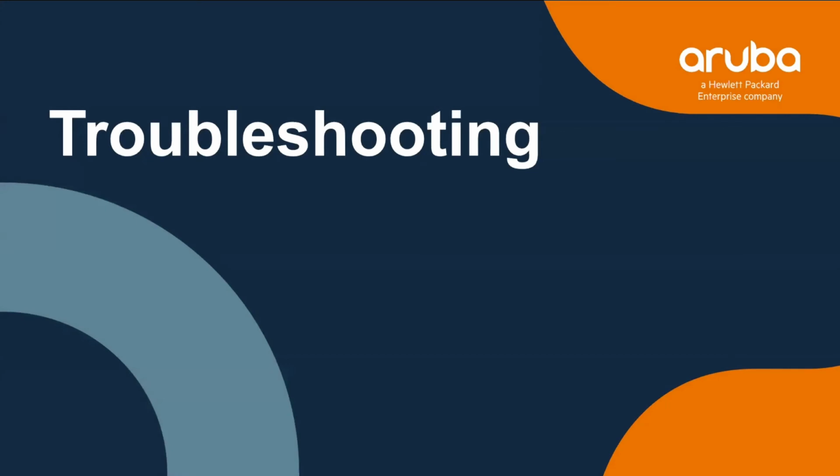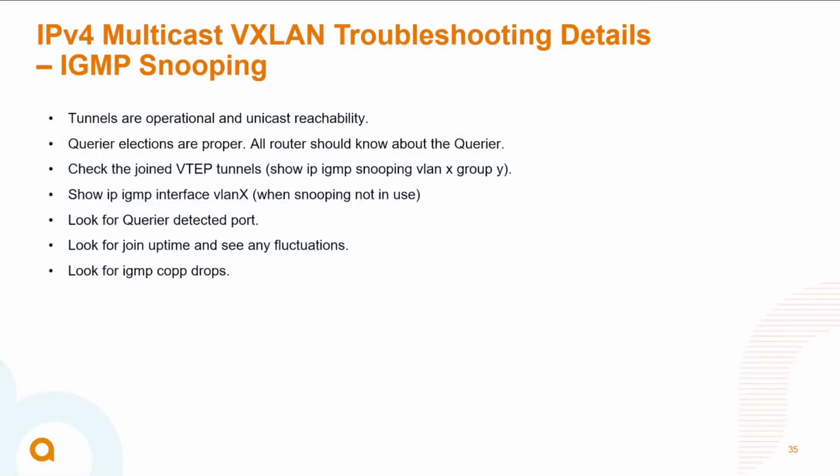So to troubleshoot, for IGMP there are no new troubleshooting tips. It's all the same troubleshooting we do for regular snooping. The exception is that you have to ensure that the tunnels are operational and you have unicast reachability. This is very important because IGMP or PIM control packets are always encapsulated and sent over the overlay tunnel network. So eventually they are all unicast packets going out on the tunnels.